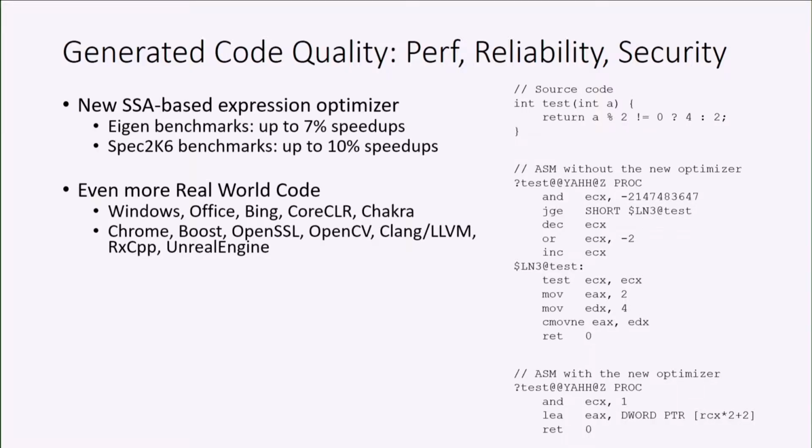Now, something else we've done is we've already spent a lot of time making sure that our backend compiler and our frontend compiler are conformant, performant, and robust. So far, we've been doing that by daily building Microsoft internal products like Windows, Office, Bing, Chakra, and so on. But starting very recently, our labs are also now daily building Chrome, Boost, OpenSSL, OpenCV. These are popular C++ benchmarks.